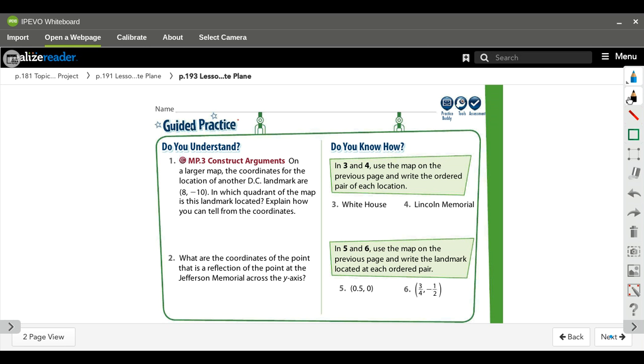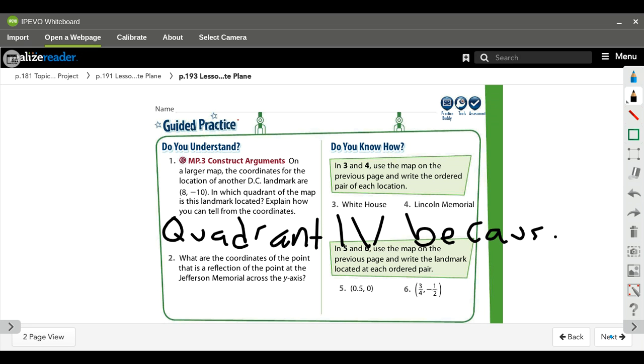And so when I write quadrant 4 as my answer, I'm going to write quadrant, and my quadrant is always written with Roman numerals. And it's quadrant 4 because x is positive and y is negative.